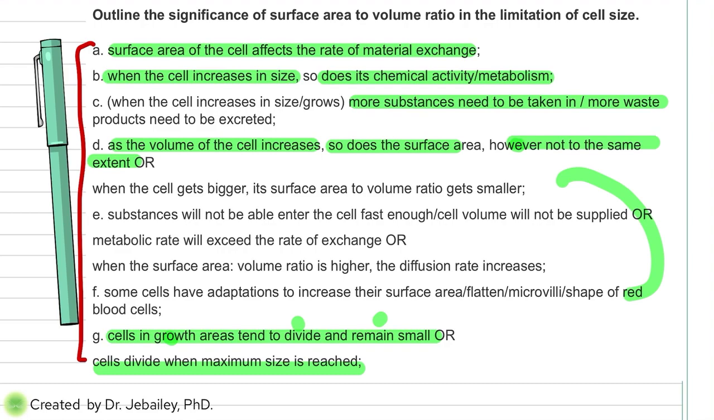So this is a good one, and this is a very, very common question. Why am I saying common? You will find this question for sure as a multiple choice, and if it's not there, it's probably going to show up as a paper 2 question.